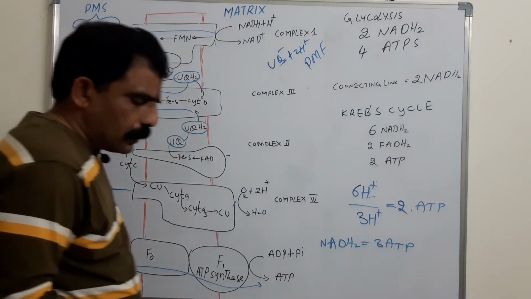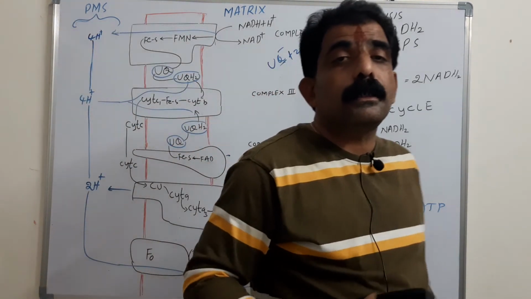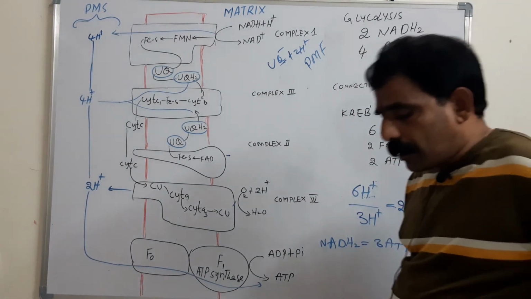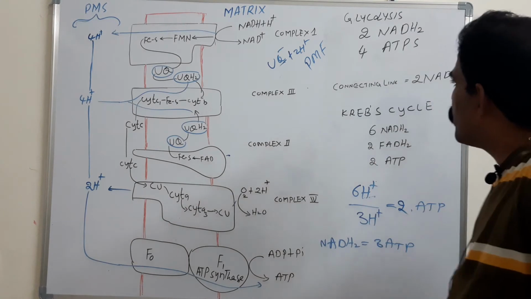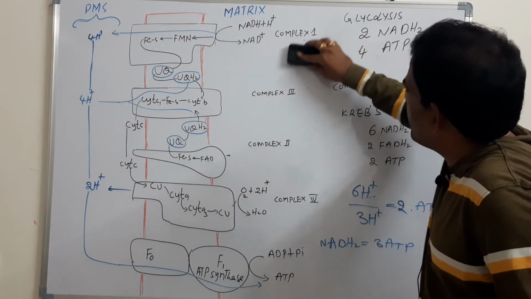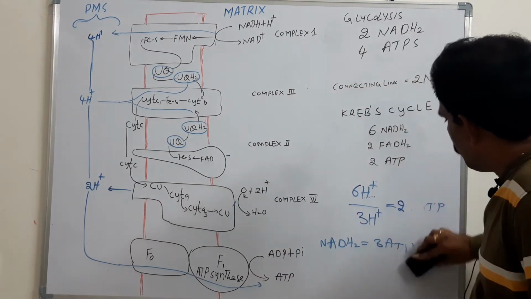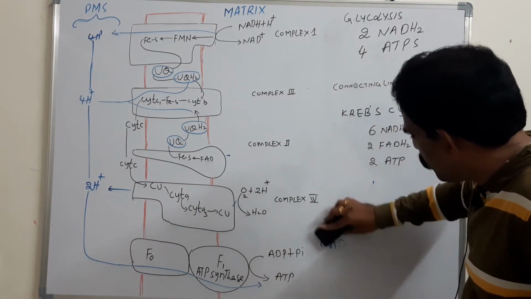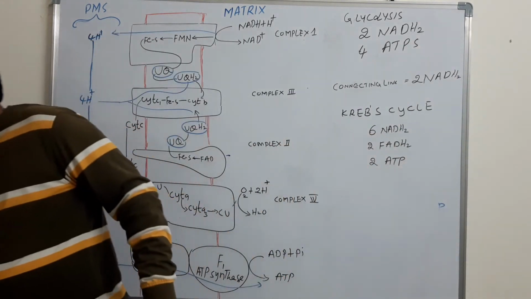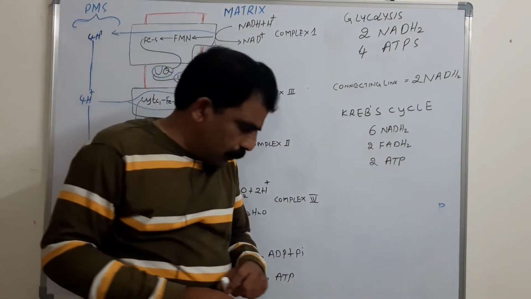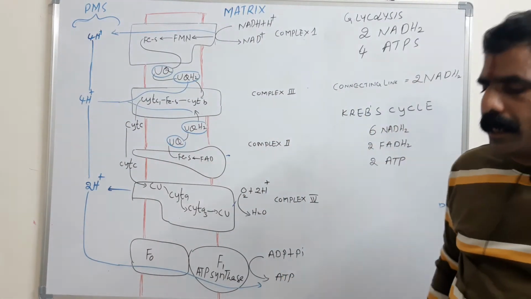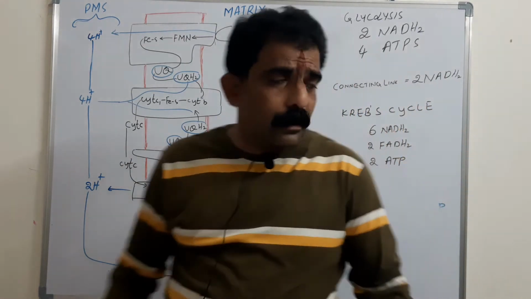Now suppose even the cytosolic NADH2 is equal to 3 ATPs. Then let us calculate in total how many ATPs are formed in aerobic respiration. You know that one NADH2 equals 3 ATPs and one FADH2 equals 2 ATPs. So by considering these concepts, let us try to calculate the total number of ATPs generated and the net gain of ATPs in aerobic respiration.